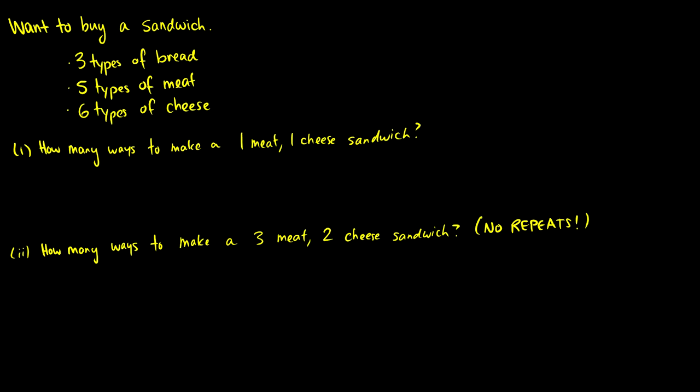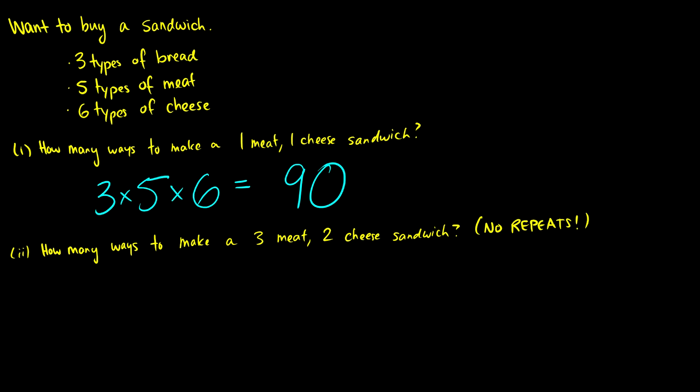Second question, we want to buy a sandwich, and this store has 3 types of bread, 5 types of meat, and 6 types of cheese. So how many ways can we make a 1 meat, 1 cheese sandwich? Well, first, we choose our type of bread. So there's 3 types. Then we want to choose our meat. So there's 5 types we can choose from. Then we want to choose our cheese. There's 6 types to choose from. So we have 3 bread, 5 meat, and 6 cheeses to choose from, which means we have a total of 90 combinations. This is just like the ice cream problem in the previous lecture video.